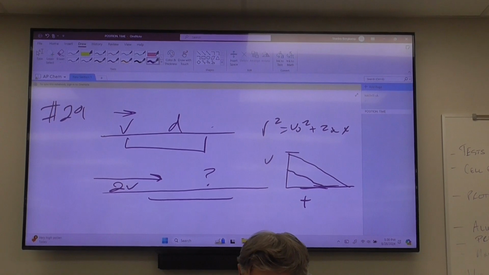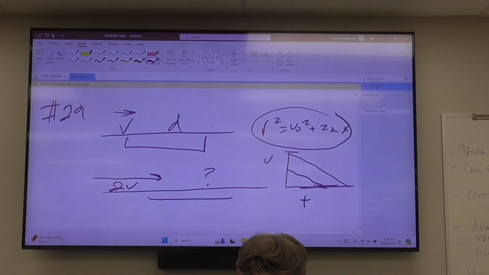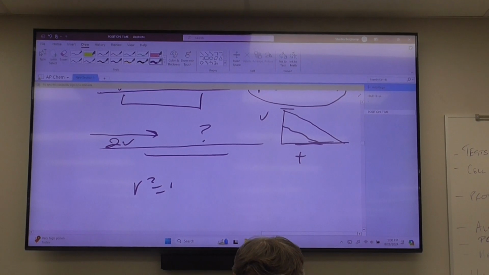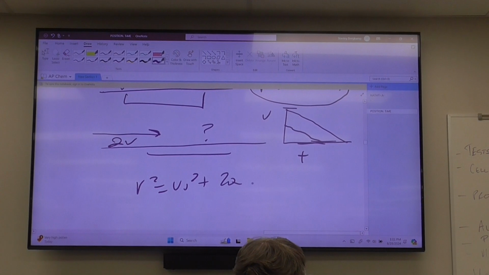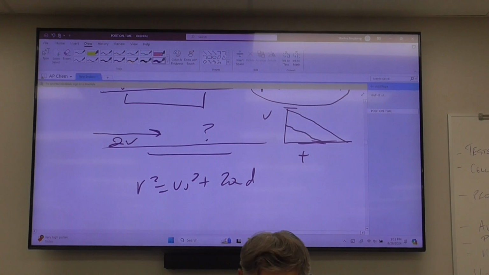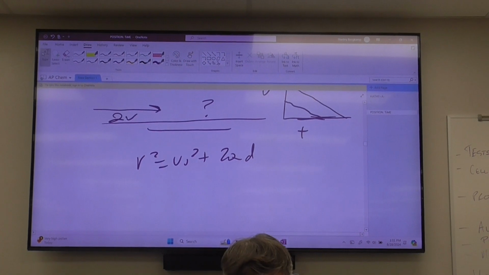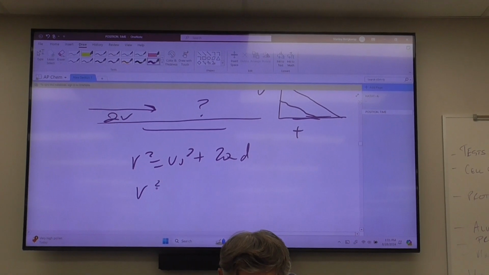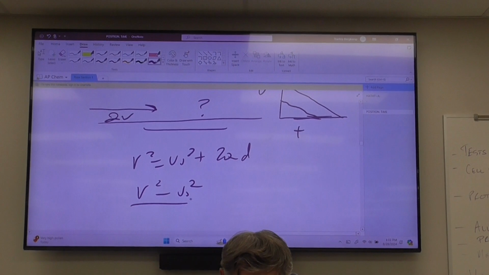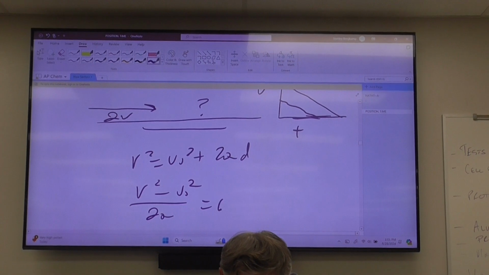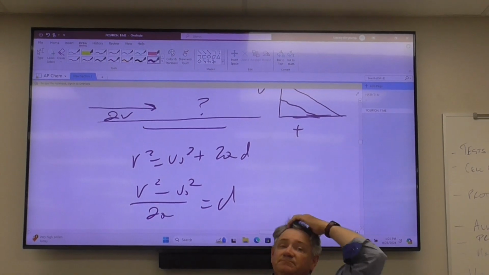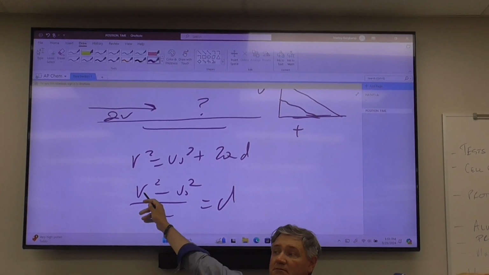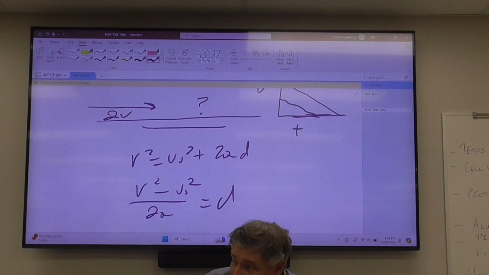If you were to look at this in terms of distance, you have v squared equals v naught squared plus 2ad. If you were to solve that for distance, what would that look like? v squared minus v naught squared, all over 2a, is going to equal d. In both situations, what's the final velocity going to be? 0, because they're both going to come to a stop.